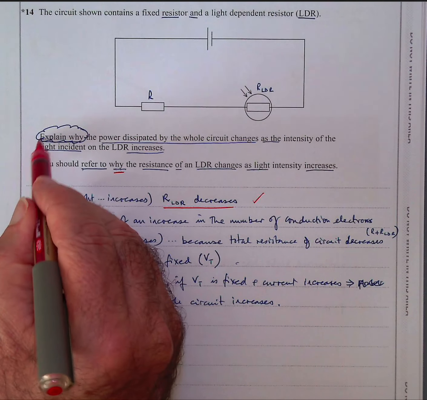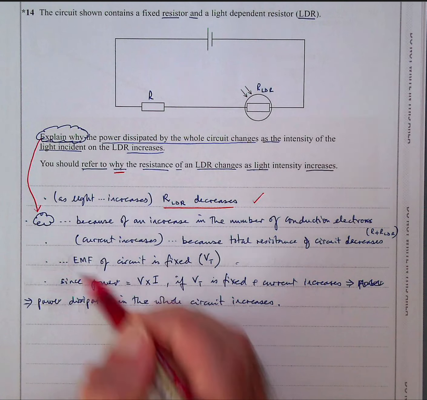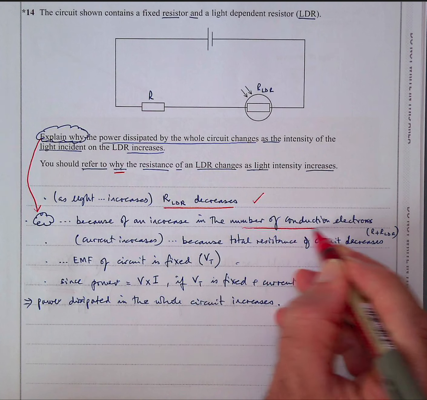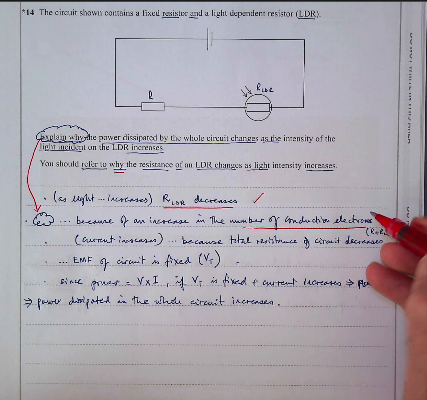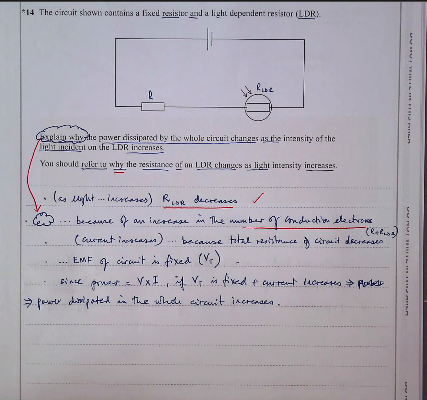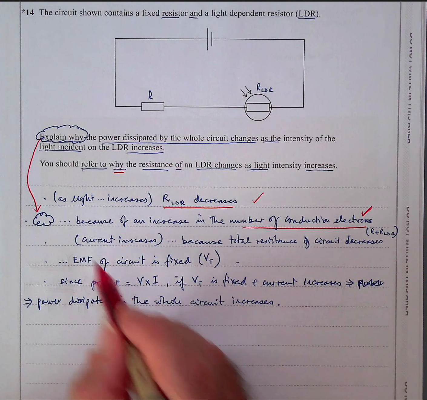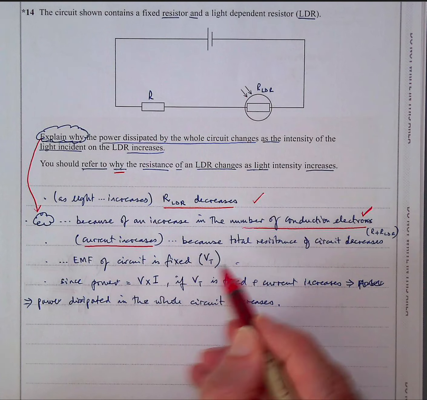Why? So explain why, put these as bubbles, so these are the thinking bits. Because of an increase in the number of conduction electrons. So by doing that, the LDR is a material, semiconductor in nature, which when you shine light on it, the photons basically release more electrons, so more of them can conduct. That means, of course, that the current will increase.